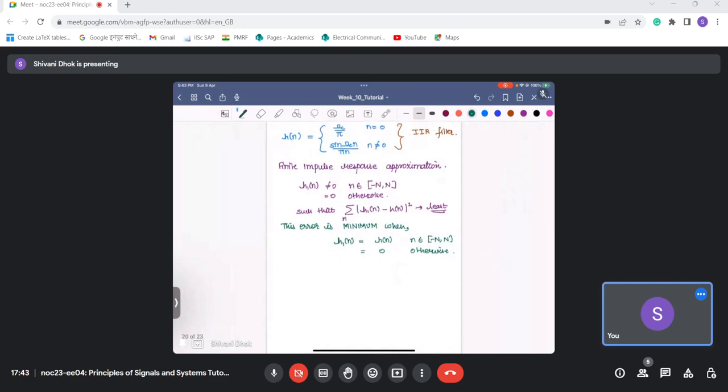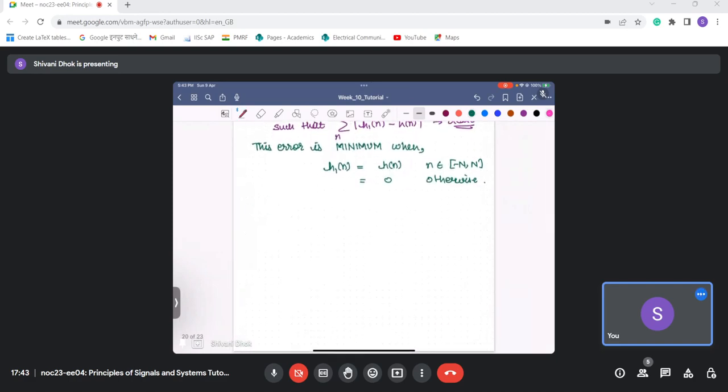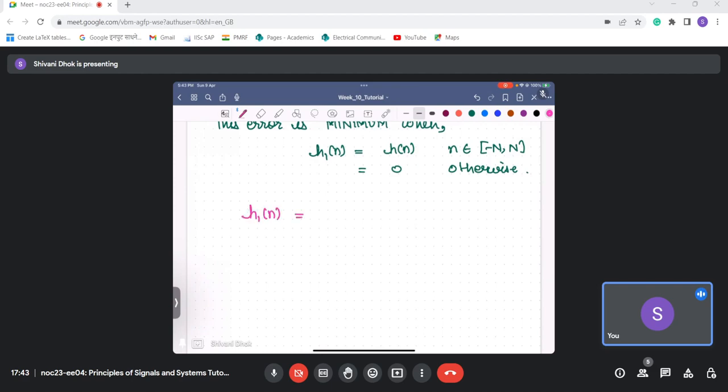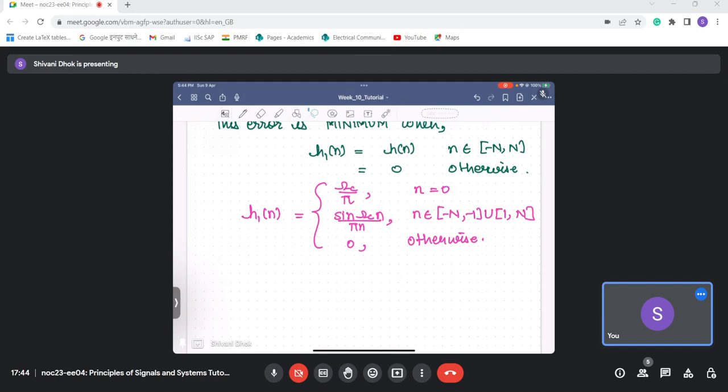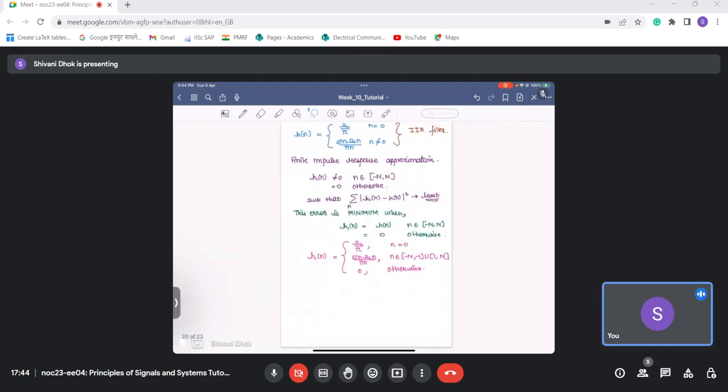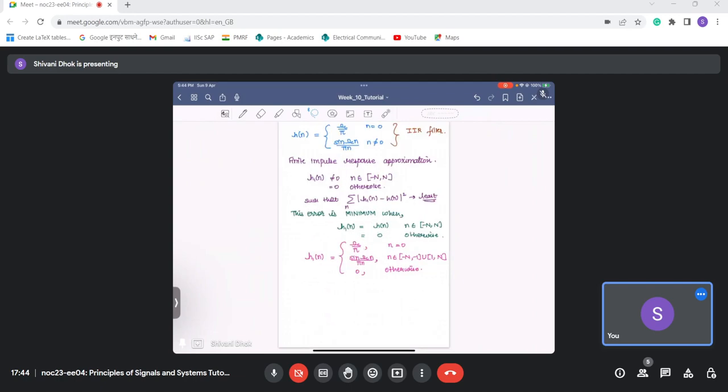So what we have is h1[n] is equal to omega c by pi when n is equal to 0, sine of omega c n upon pi n when n belongs to minus N to minus 1 and 1 to N, and it is 0 otherwise. Is this clear? Any questions?